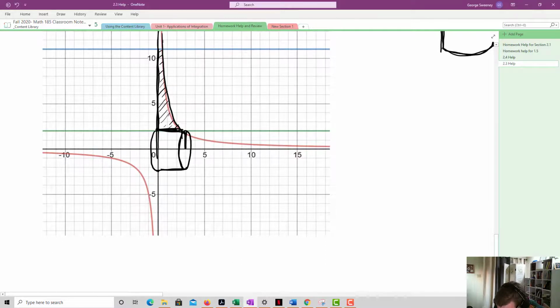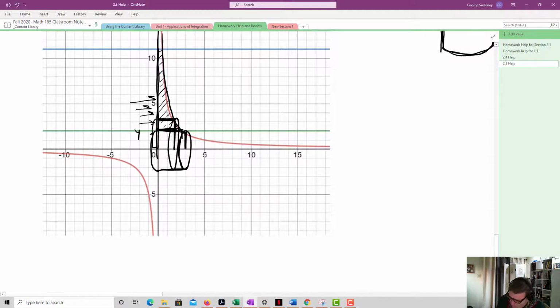Notice that as I move up along the y values, the radius increases. For example, here's a new cylinder, and here's its height, and its radius has now gotten longer. Its radius is going to be that length of y, and its height is basically going to be the top curve minus the bottom curve right there.